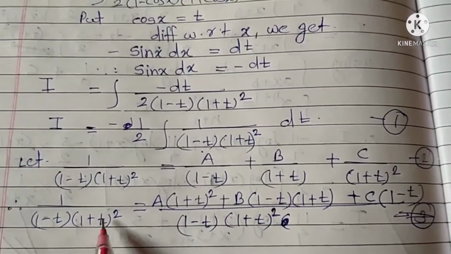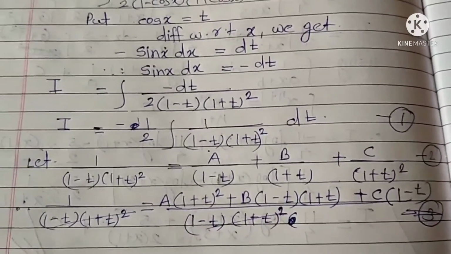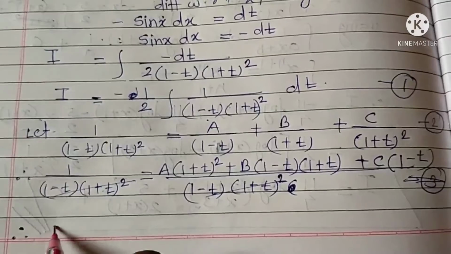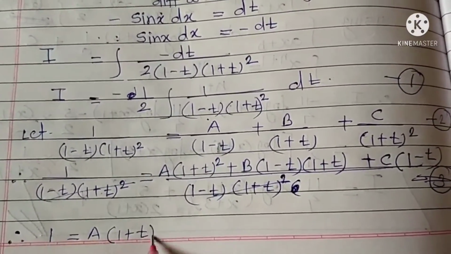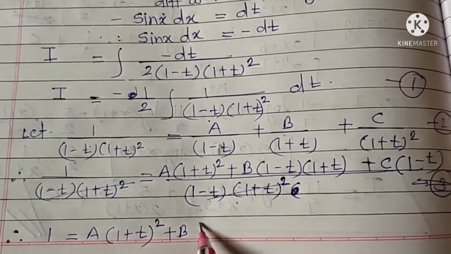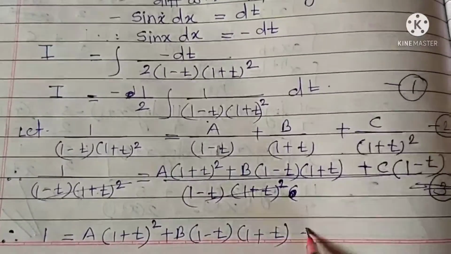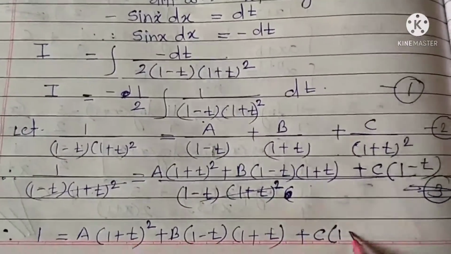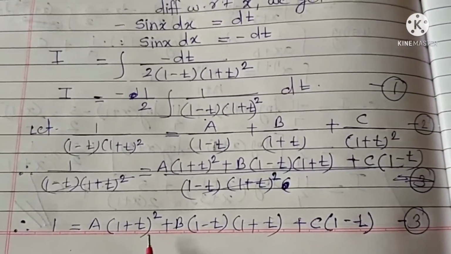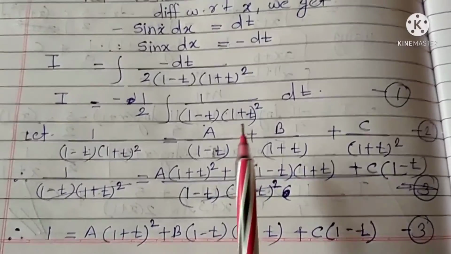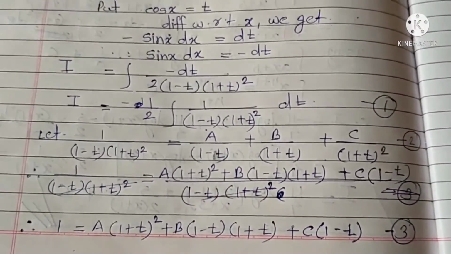Okay. So the denominator is the same, so we can cancel it, and the remaining terms give 1 equals a(1+t)² + b(1−t)(1+t) + c(1−t), and call this equation 3. Now here we have to find three unknowns a, b, c. So from the first unknown, 1 minus t, put t = 1 in this equation.